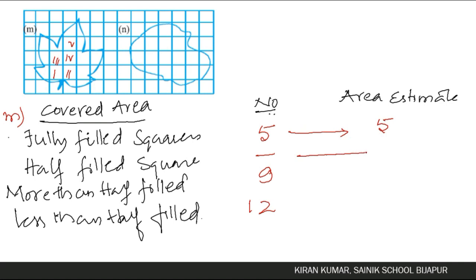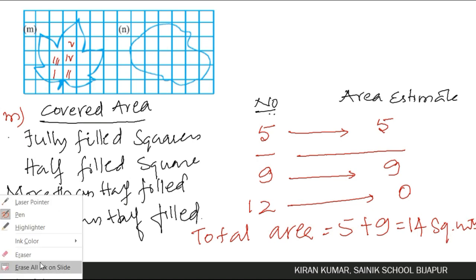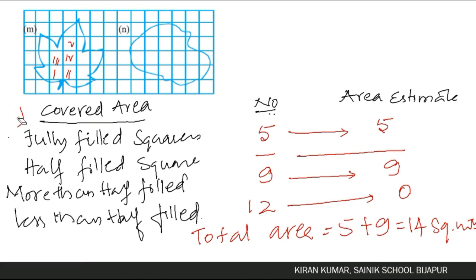With respect to this 5, the area estimated is 5 square units. With respect to this, there is no area. With respect to this, it is considered almost equal to 1. With respect to this, it is considered as 0. So the total area will be equal to 5 plus 9. This will be equal to 14 square units. This is for the figure M.